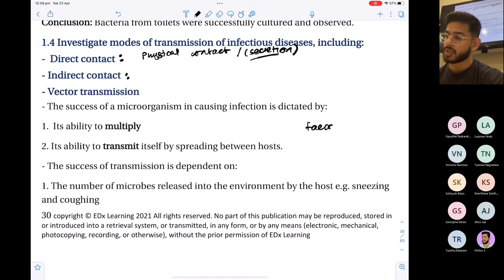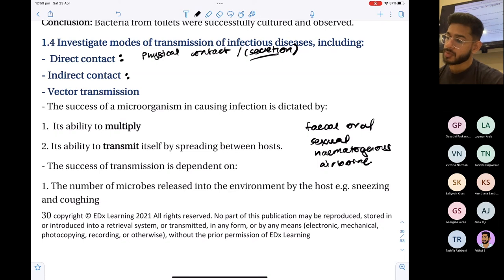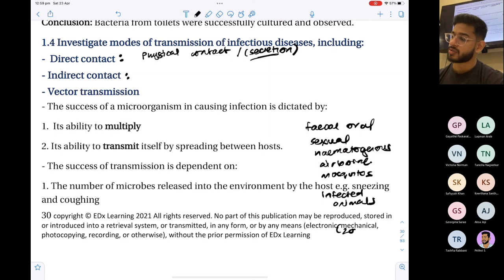Fecal oral, sexual transmission, hematogenous, airborne, mosquitoes, infected animals, zoonosis. So you all have about 30 seconds to quickly tell me.